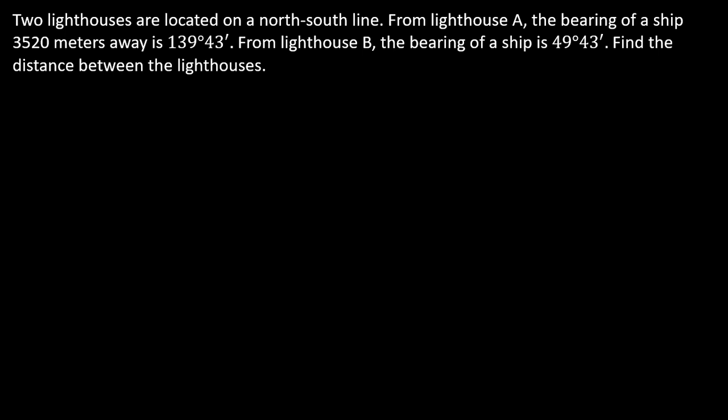So I've got two lighthouses located on a north-south line. From Lighthouse A, the bearing of a ship 3,520 meters away is 139 degrees and 43 minutes. And then from Lighthouse B, the bearing of the ship is 49 degrees and 43 minutes. So find the distance between the two lighthouses.